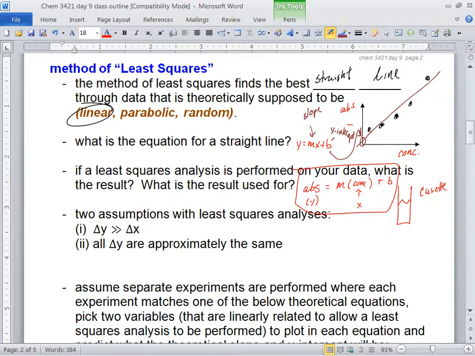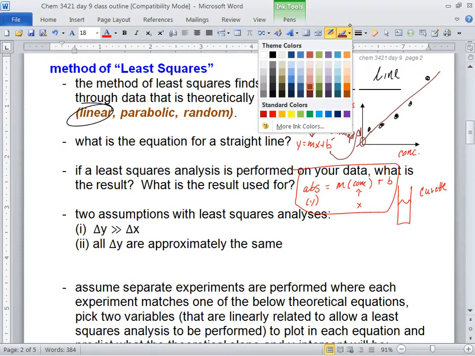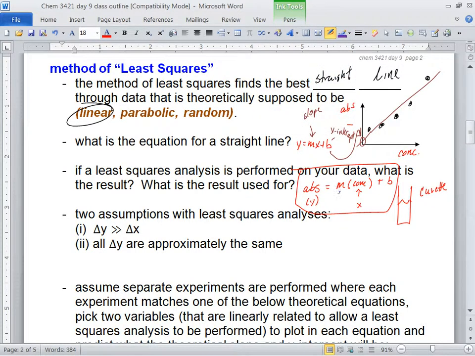But why is it so nice? What's so useful about this? So you know what this number is. Well, let's make it look better. You can have absorbance equals some number times your concentration plus some number. How is that useful? Exactly. Given one, you can find the other.